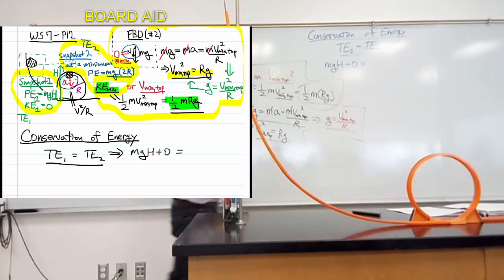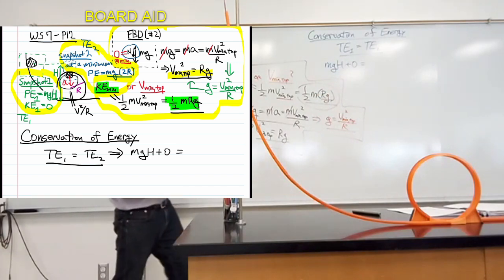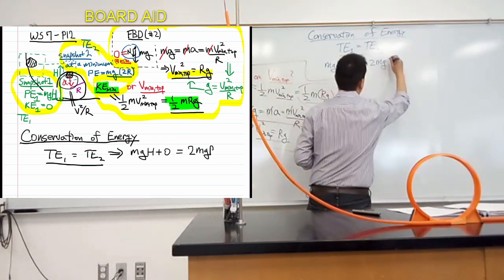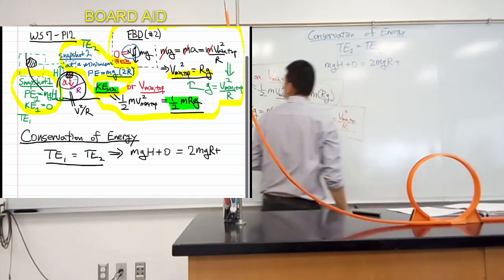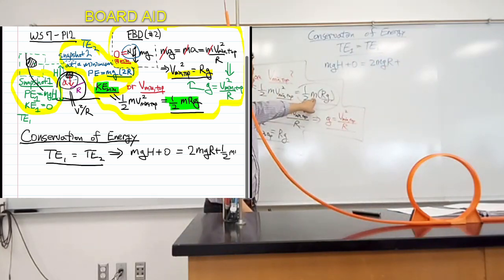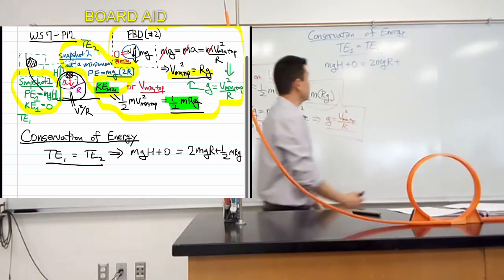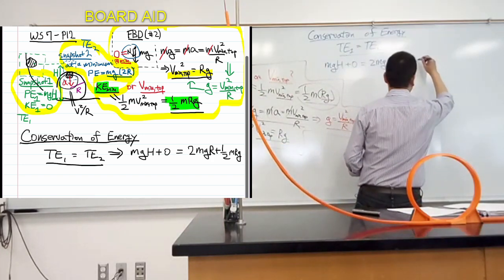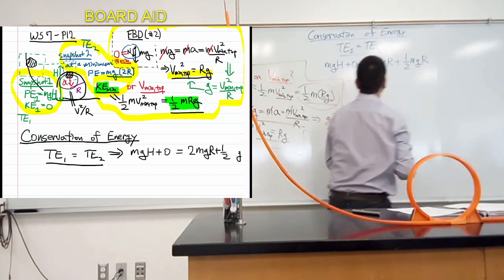That should be equal to the potential energy at point 2. That would be 2mgr plus the kinetic energy. Now we don't say it's 0, we say it's 1/2 mgr. So plus 1/2 mgr. Let me do it in a way that's consistent.